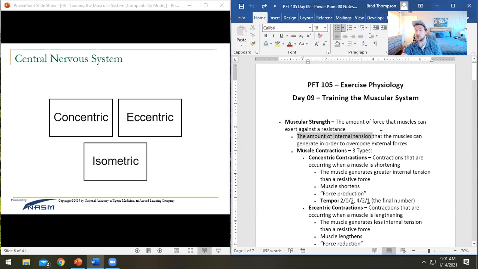It is the amount of internal tension a muscle can generate in order to overcome an external force. A lot of times that's going to be gravity. In most gym settings, the external force you're dealing with is gravity, a heavy plate that you're lifting. But sometimes it can be resistance bands, so you're overcoming tension. Sometimes it can be moving through water, so friction, or even a spin bike, which is also friction. There are other types, but for the most part gravity is our biggest factor at play.